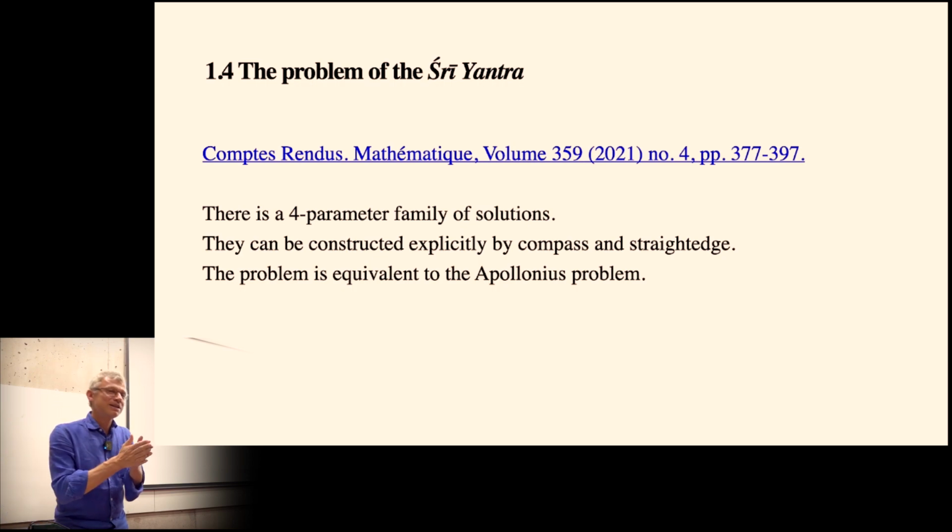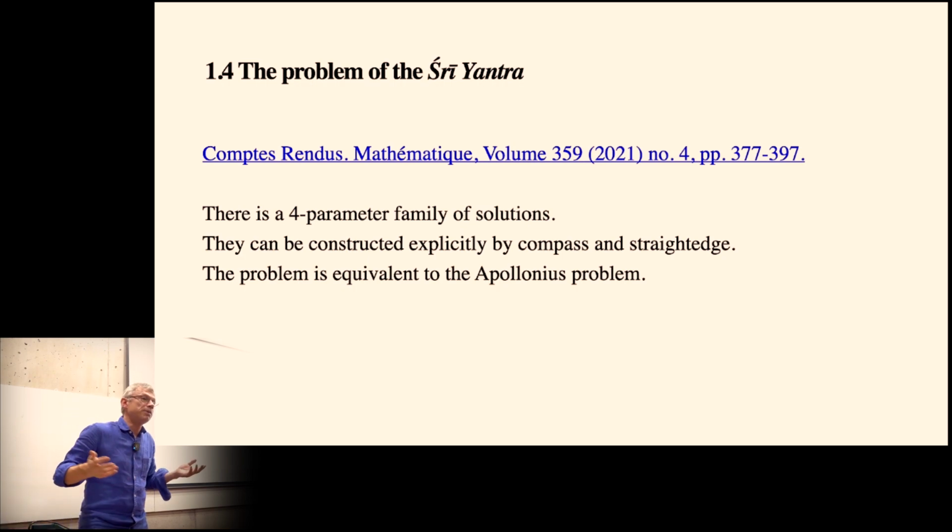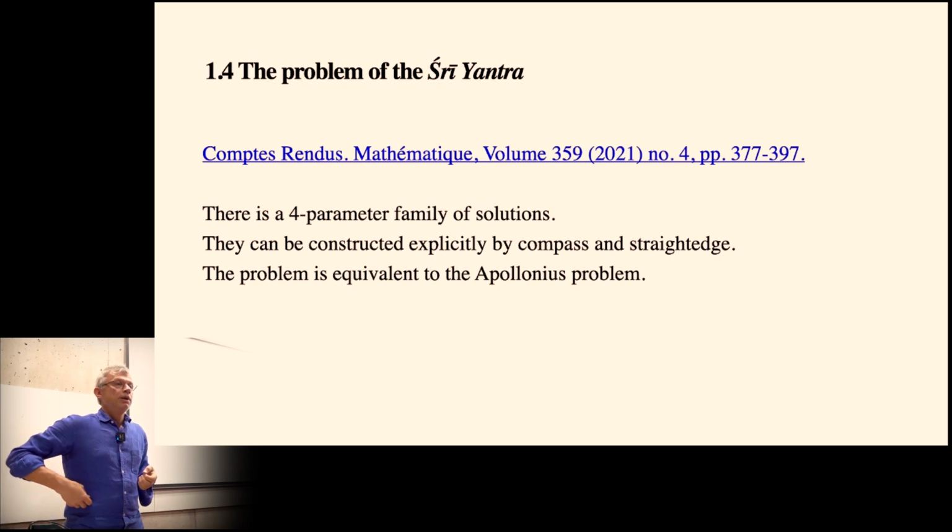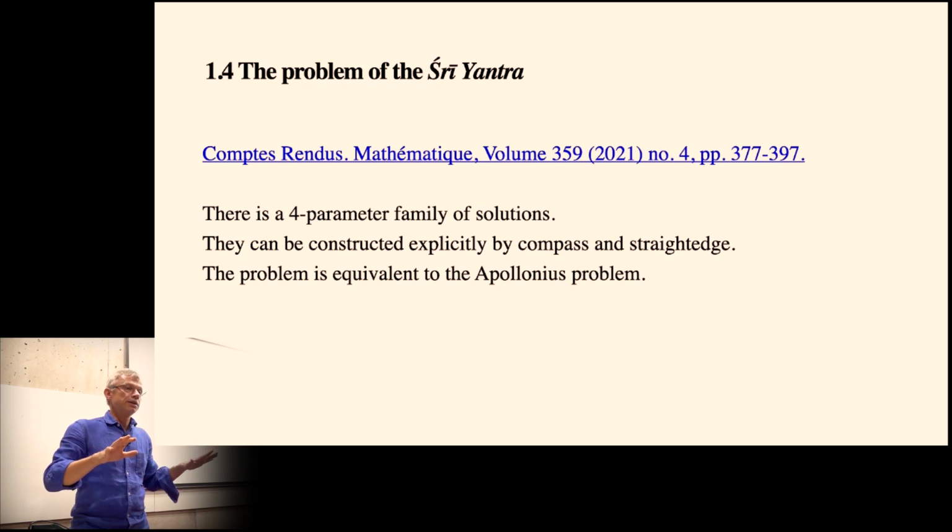So this paper states that there is a four-parameter family of solutions that can be constructed by compass and straight edge. And the problem is actually equivalent to a famous problem by Apollonius, the problem of finding a circle that is tangent to three given circles. You take three circles and you want to find the circle or the circles that are tangent to the three given circles in the beginning.